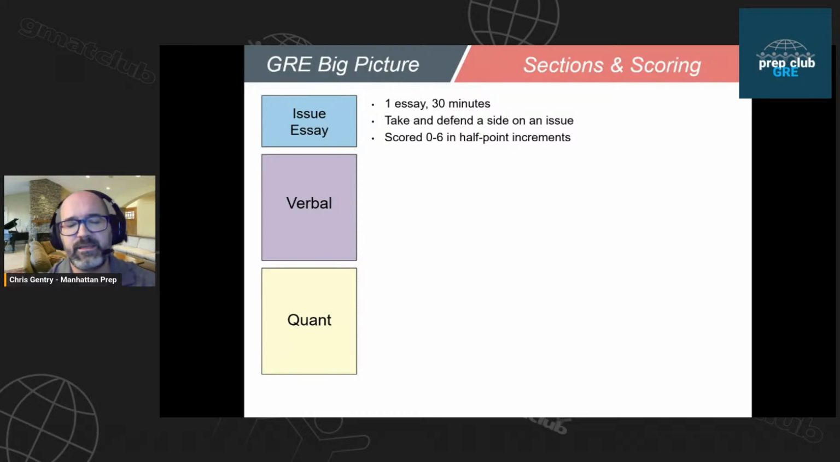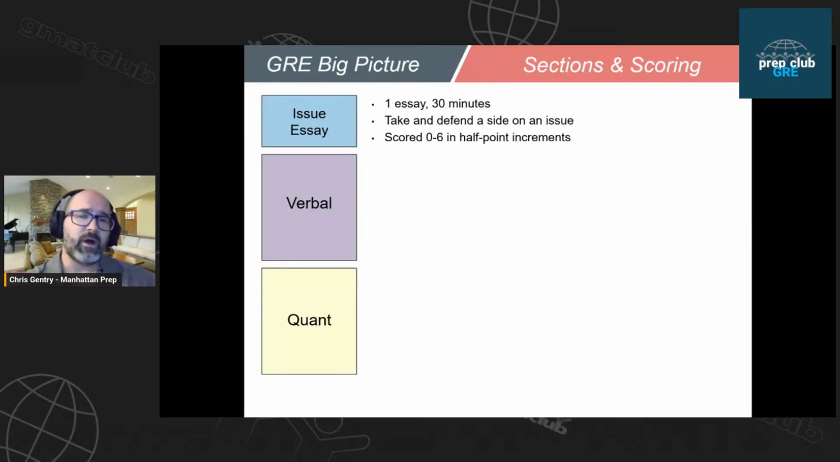The score for the essay is not really going to be a determining factor. Know how to do it. Spend time on it. Learn from my mistake, actually. The last time I took an official test, I took it online at home. And because I was not worried about the issue essay, I was just taking it for the experience of verbal and quant again.